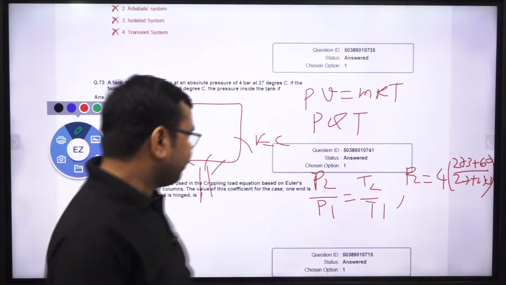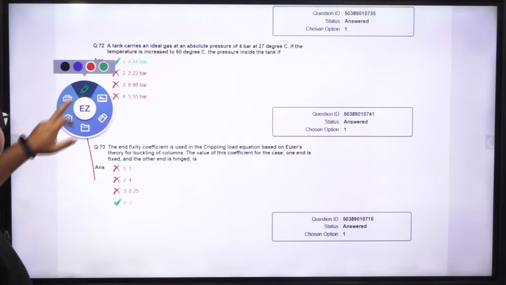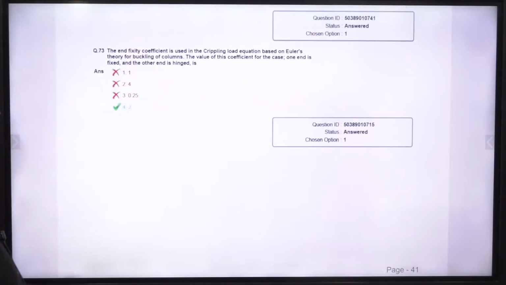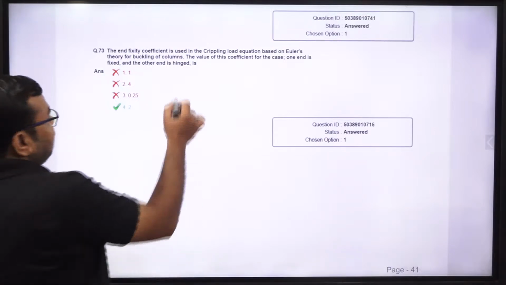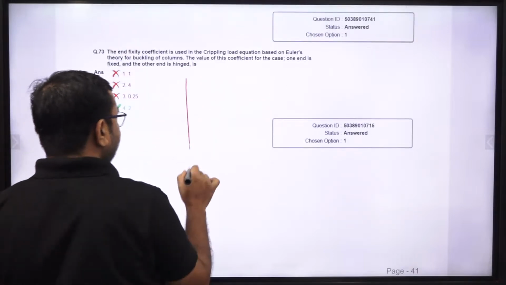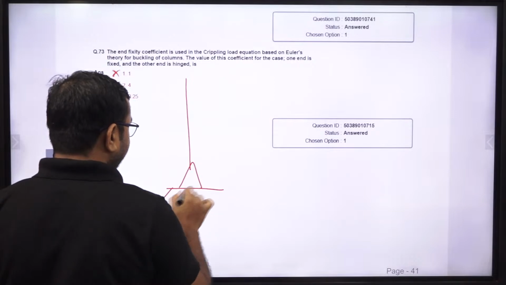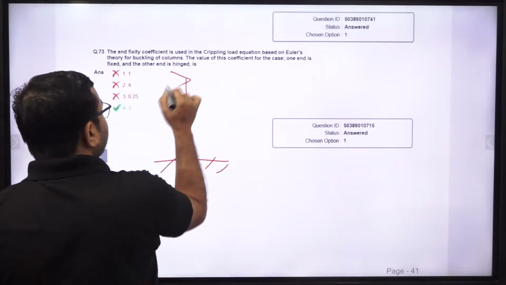Yes or no? Okay, so let's see another question. Next one, you can see this one. The end fixity coefficient is used in the crippling load equation based on Euler's theory of buckling of column. The value of the coefficient for the case where one end is fixed and another end is hinged, means we have a column like this. This is the fixed end, yes or no? This is the fixed end and this is the hinged end.